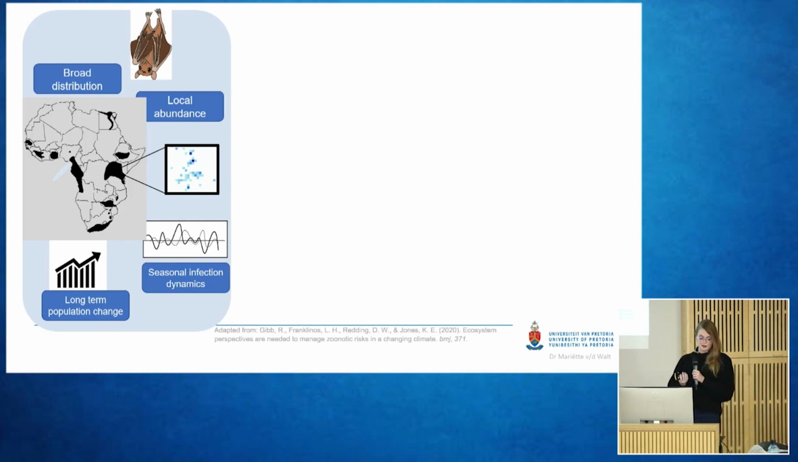So there are various factors at play in the emergence of zoonotic diseases when land cover changes, mainly because it changes the environment of the host species. So in this case, we have a Rosetta's bat. Changes in land use changes the broad distribution of where these bats are found. It can also change the local abundance, so the amount of bats available or living in a certain area. It changes the seasonal infection dynamics within that population, and over the long term, it changes the population structure. So it can either increase or decrease your population in that area.